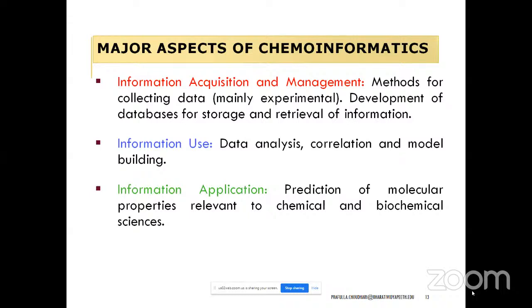So there should be some correlation between the data acquisition and the predictive behavior, or the data which is handled, and the unknown compound. The behavior of that unknown compound should be predicted with the help of that data. So that is the third part of your chemoinformatics technology, that is the predictive behavior.